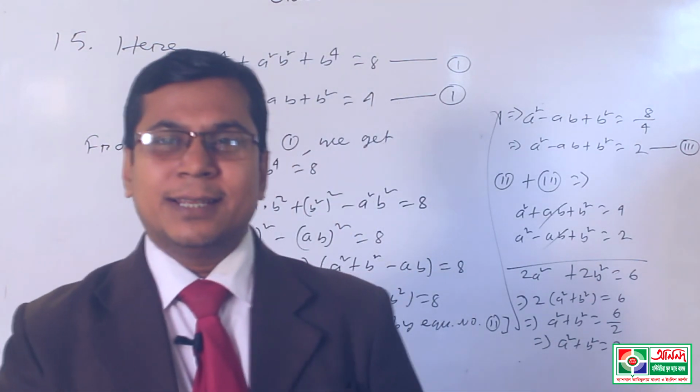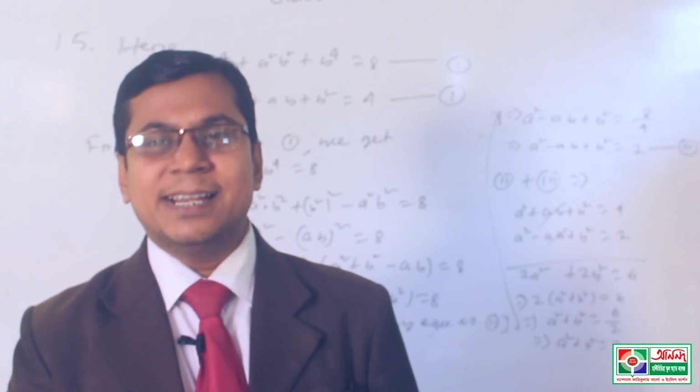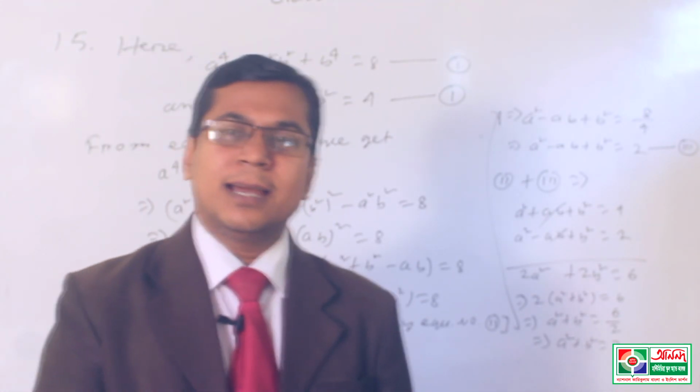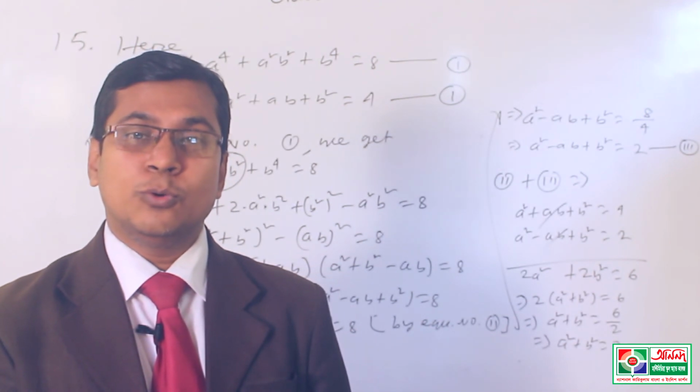Dear students, look at I have found the value of a square plus b square, and you can find the value of ab if we subtract the equation number 3 from equation number 2. So I hope you will do it.